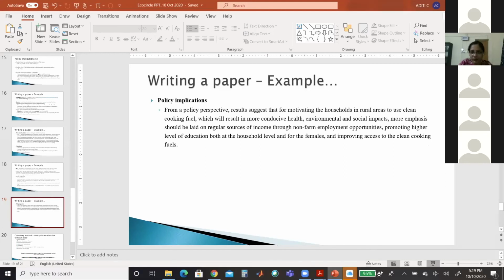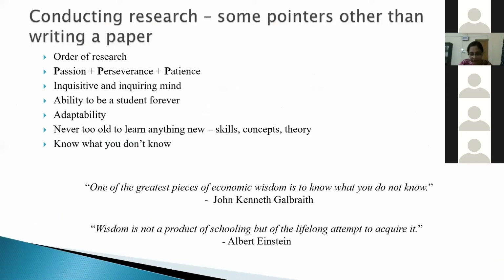So the last one is just some pointers, as I said, in terms of writing it, that I would write the introduction and the abstract towards the end when I started writing a paper. The order of research that you conduct many a times depends on what you are researching. It depends on whether you're working with someone who prefers a different approach. And like I said, what I told you is not set in stone. You could have a different approach altogether and it still works. But yes, have passion, have perseverance, have patience, because research requires a lot of patience and perseverance.